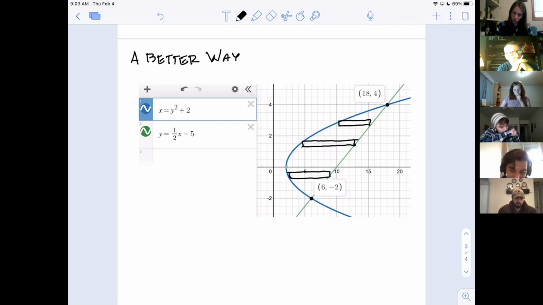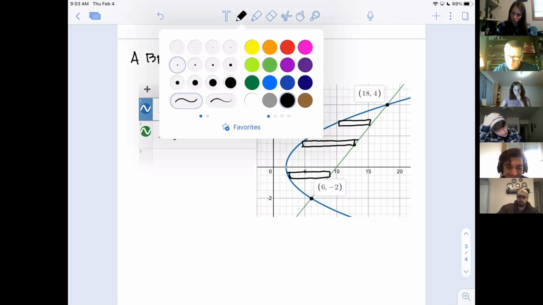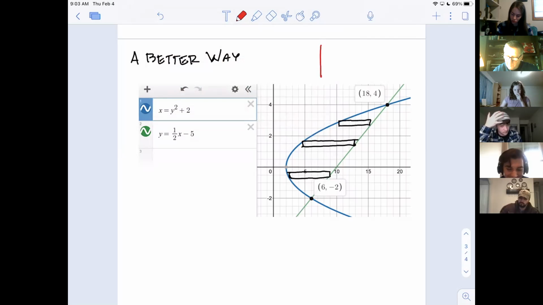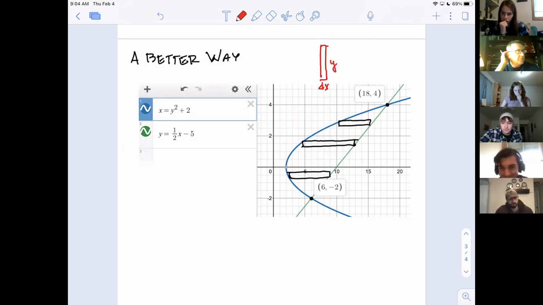For the rectangles being vertical, what we're doing is using delta x as the width and using the function of x as the height. So we could do the same thing and swap them, and use the function as the width and delta x as the height, I guess. But we'd have to solve for the other variable first, right?